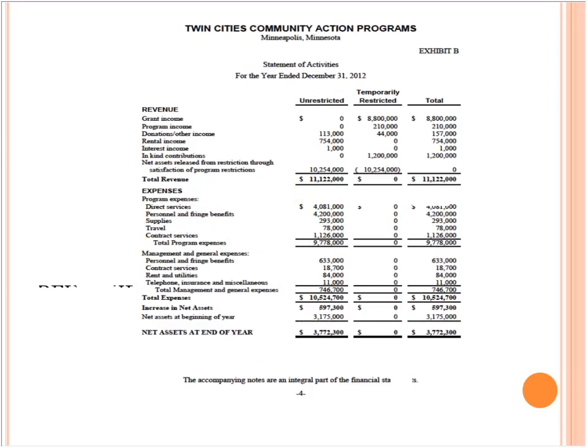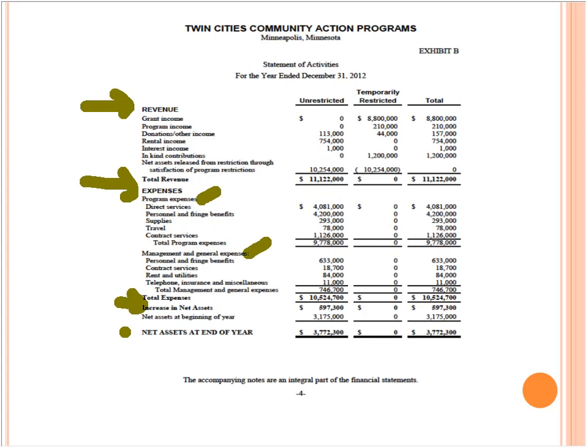An example of this statement for Twin Cities Community Action, you can see revenue here at the top, followed by expenses, and you will notice that for nonprofit organizations, we break our expenses into program expenses, management and general, and then if we had them, we would also have a category for fundraising expenses. This then produces a net increase or decrease in net assets. We add that to our net assets at the beginning of the year to get what our net assets at the end of the year are.